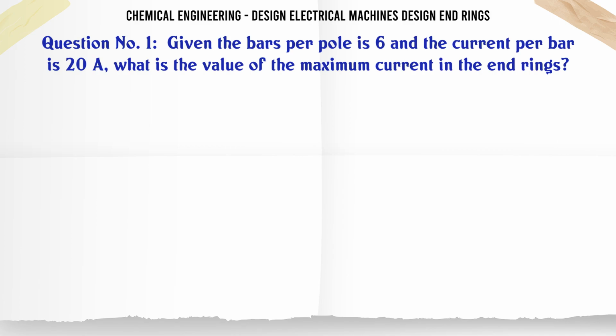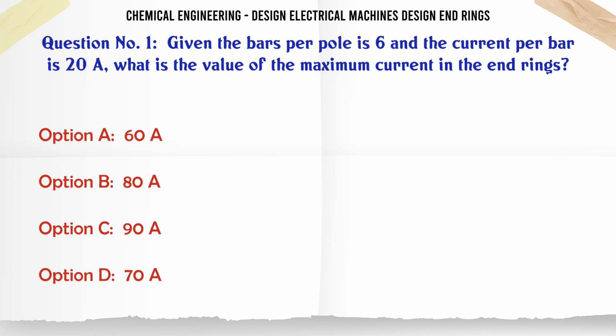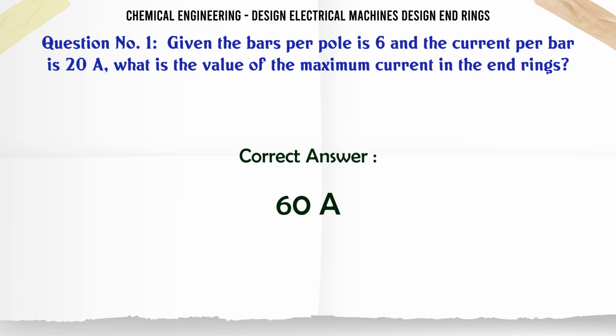Given the bars per pole is 6 and the current per bar is 20, what is the value of the maximum current in the end rings? A. 60 A, B. 80 A, C. 90 A, D. 70 A. The correct answer is 60 A.